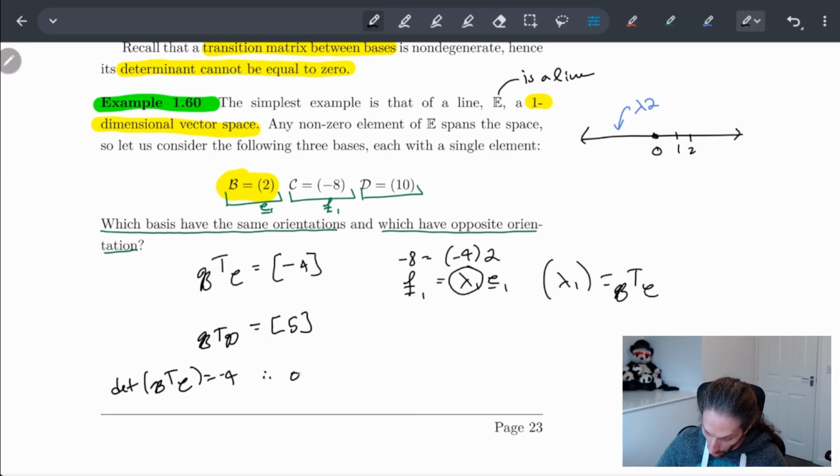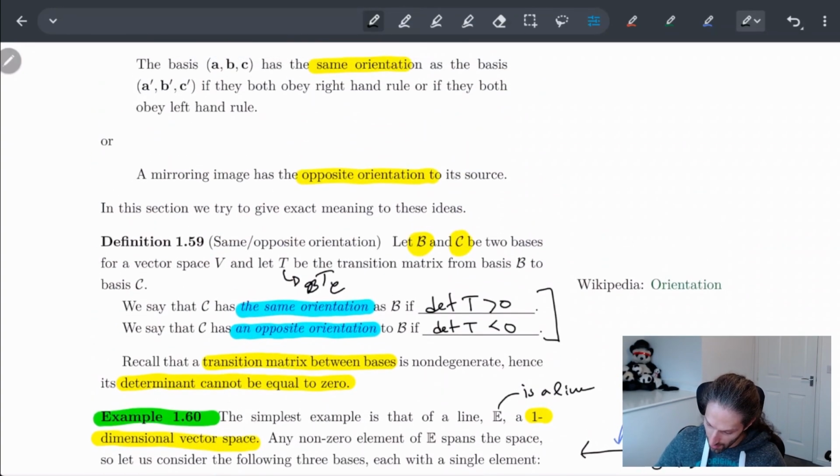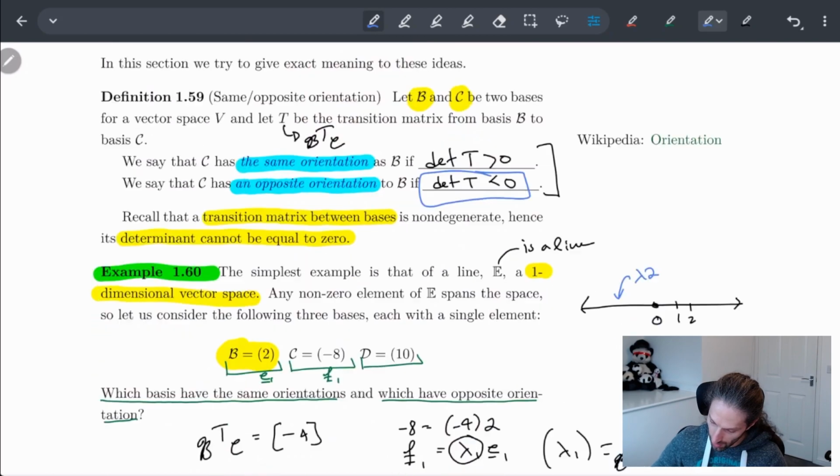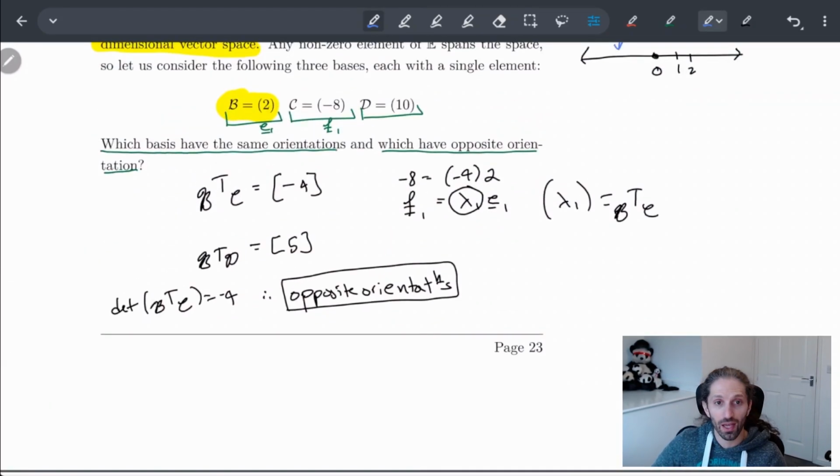Therefore, we have opposite orientations, because the determinant is less than 0. So we have this condition here, less than 0. On the other hand, if I look at the other side, the determinant of BTD, D is equal to 5, and therefore they have the same orientation.